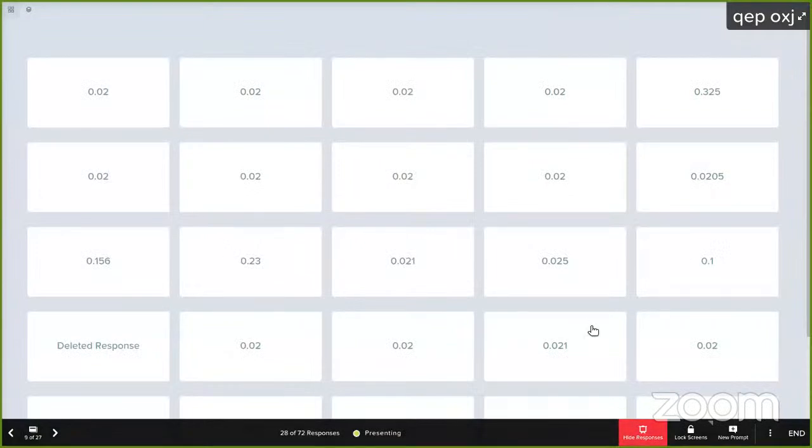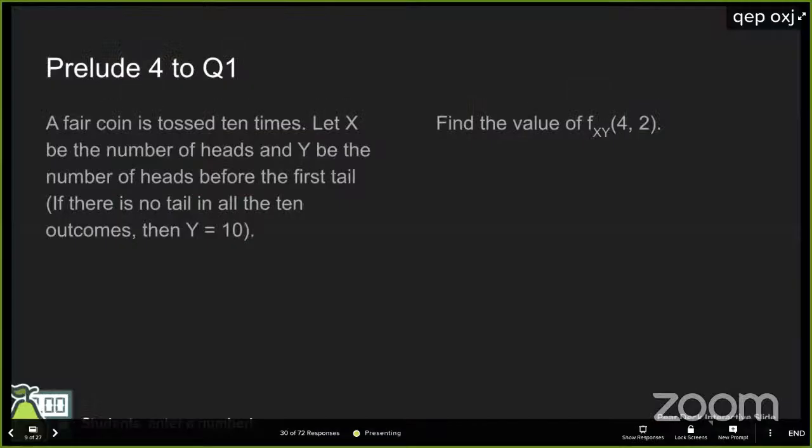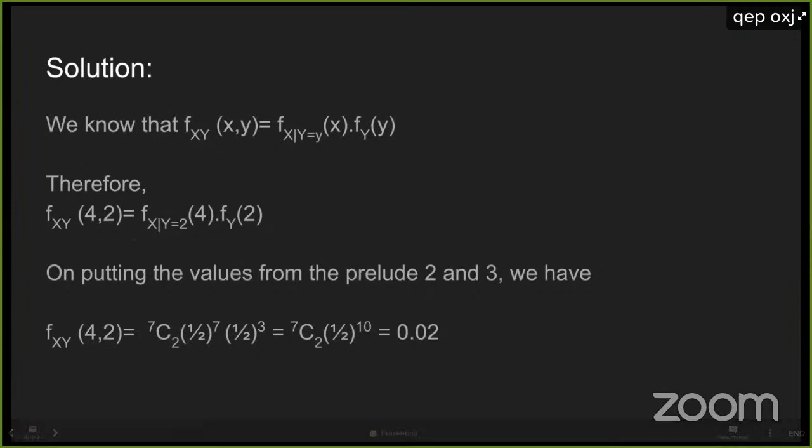So a lot of students have already answered this. Maybe 0.02 will be the correct answer. So let's see. So this is a formula we can use, right? Fxy of xy. If you want to find a joint density, you can make use of the conditional density and the marginal density. We have already found out in, I think, prelude 1 of question 1 or maybe prelude 2 of question 1, the conditional density of fx given y equals 2 of 4, right? And you have to multiply with the fy of 2, which is already found out in the previous question.